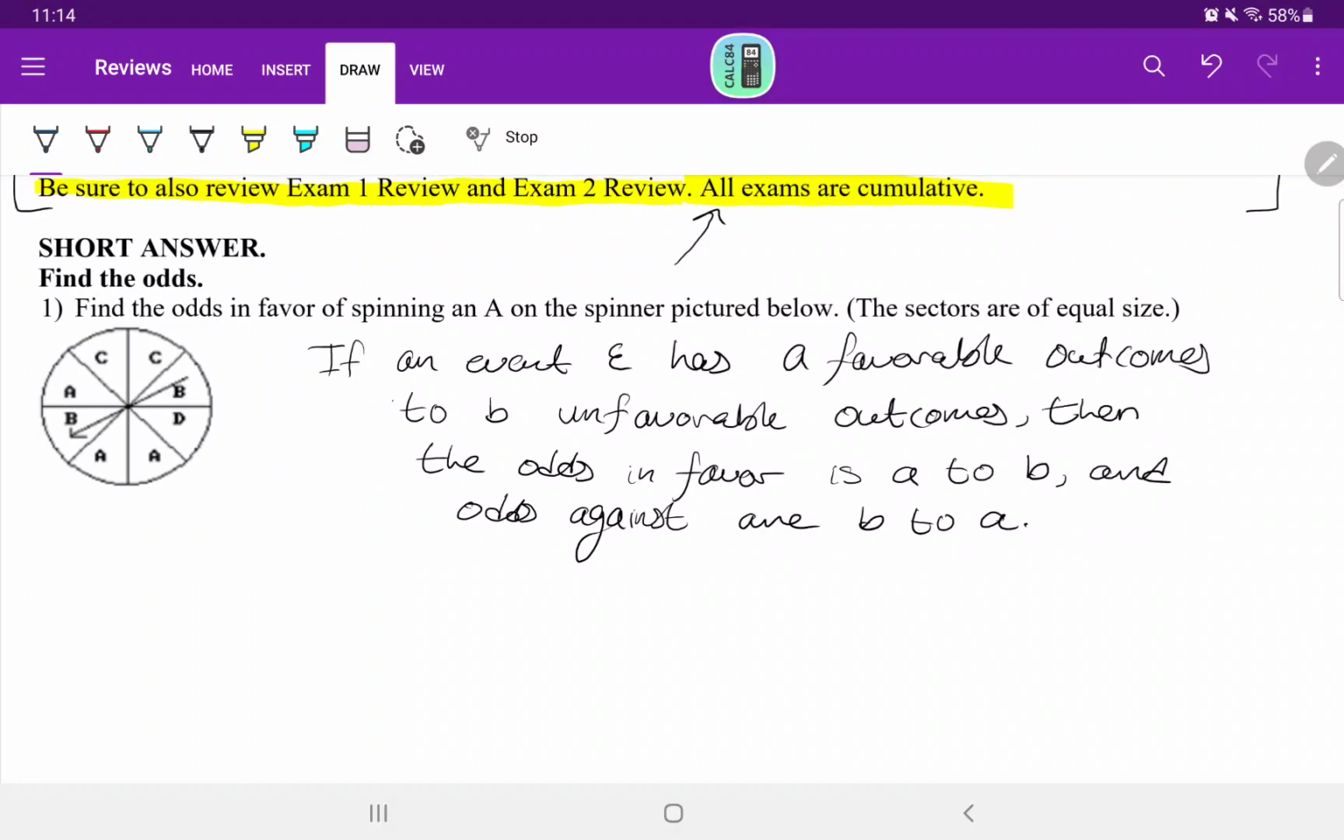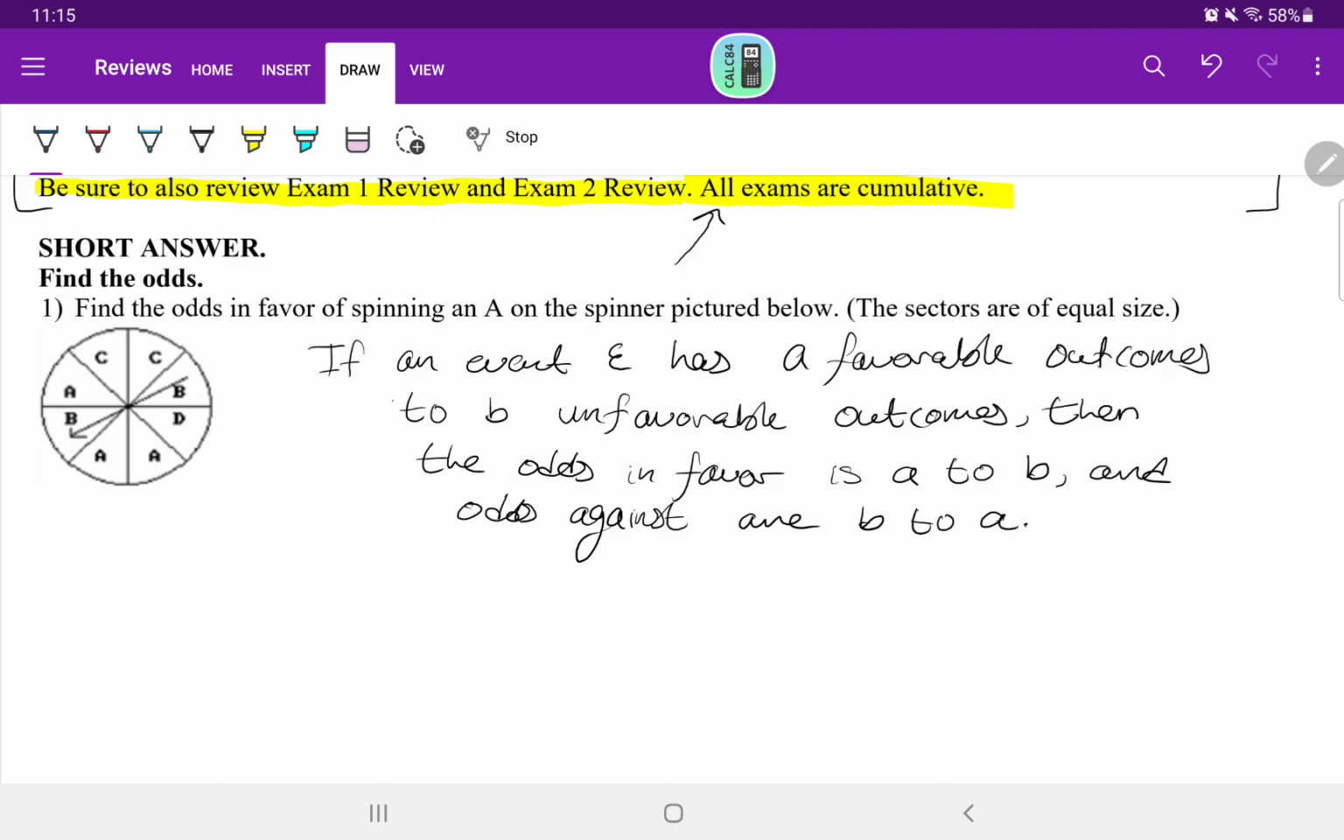Question number 1 says, find the odds in favor of spinning an A on the spinner pictured below. The sectors are of equal size. I give you guys a definition on how to find the odds. Odds is a ratio. If event E has A favorable outcomes and B unfavorable outcomes, then the odds in favor of that event are going to be A to B, and the odds against that event are B to A.